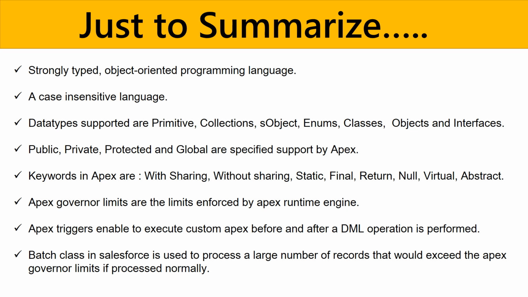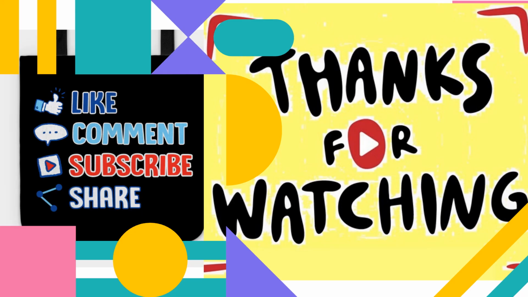Apex governor limits are the limits enforced by the Apex runtime engine to ensure that any runaway Apex code and processes do not monopolize shared resources. Apex triggers enable you to execute custom Apex before and after a DML operation is performed. A batch class in Salesforce is used to process a large number of records that would exceed the Apex governor limits if processed normally. So friends, this is just a beginning of learning Salesforce Apex. You need to learn deeper and practice a lot if you want to gain expertise in Apex programming.